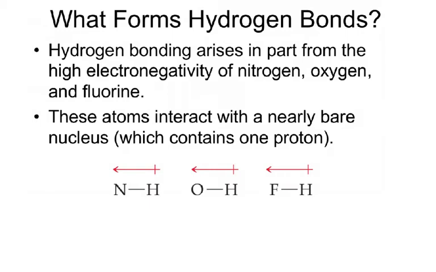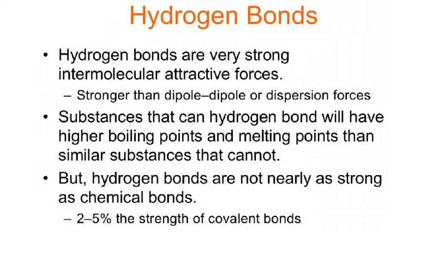Okay, so you'll notice again, here I'm showing you how highly electronegative the nitrogen, oxygen, and fluorine are. This will be the negative side over here. And the hydrogen side obviously will be the positive. And we're going to represent that with a dotted line. And what you're going to notice is that they are unusually very strong intermolecular attractive forces.